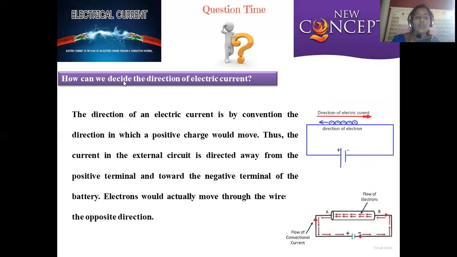How can we decide the direction of electrical current? Whether it is moving to the right-hand side or left-hand side, what could be the direction of electrical current movement? How can we predict? For that purpose, we have a detailed explanation here. The direction of electrical current is, by convention, the direction in which positive charge would move. Electrons are always moving towards the positive end, because opposite charges move towards each other.